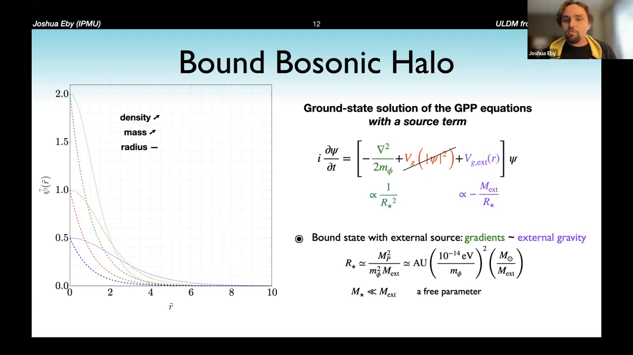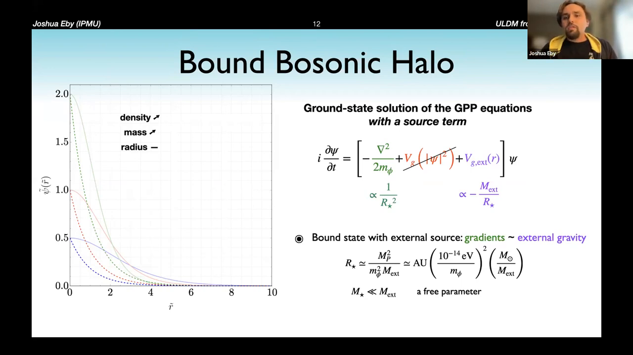You can easily find the mass-radius relation, which looks almost identical, except it's dictated by the mass of the external source rather than the mass of the boson star. In fact, the mass of the bound state at this level is just a free parameter. It doesn't determine any of the macroscopic properties, except the density; it doesn't modify the radius at all, as long as the mass of the bound state is much smaller than the mass of the external binding source, which is always the limit you want to be in, by the way.